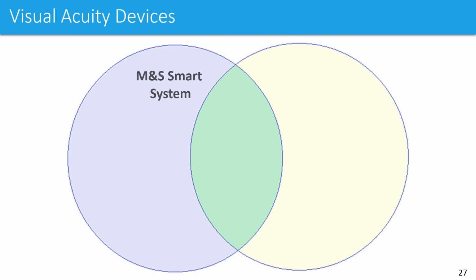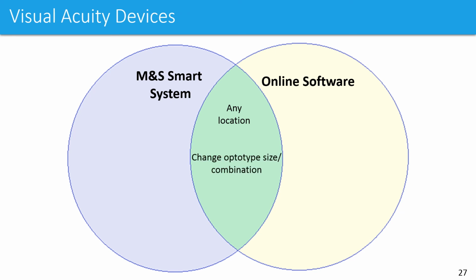In contrast, more complex devices such as the M&S system or online vision screening software do have the added benefit of being able to accommodate many locations, as you can input the distance between the screen and the child into the program settings. You can manually change the optotype size and combination. You can choose the type of test based on the child's abilities. You are not limited to only one test type. For example, you can easily switch from Snellen to the Tumbling E Test if the child is struggling.